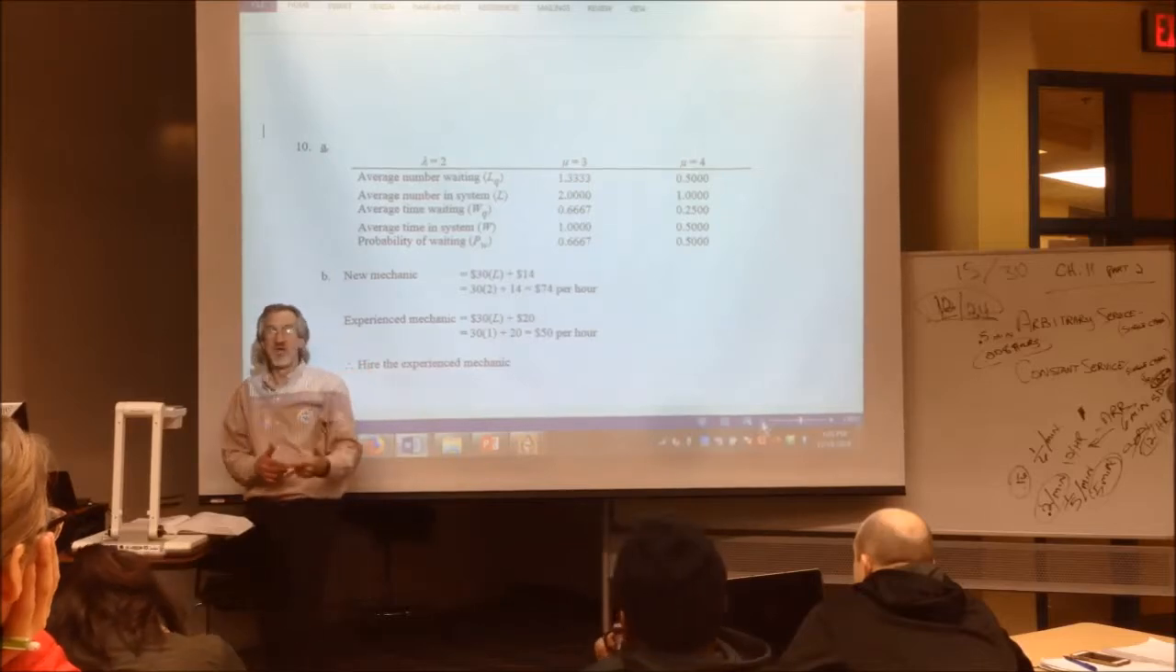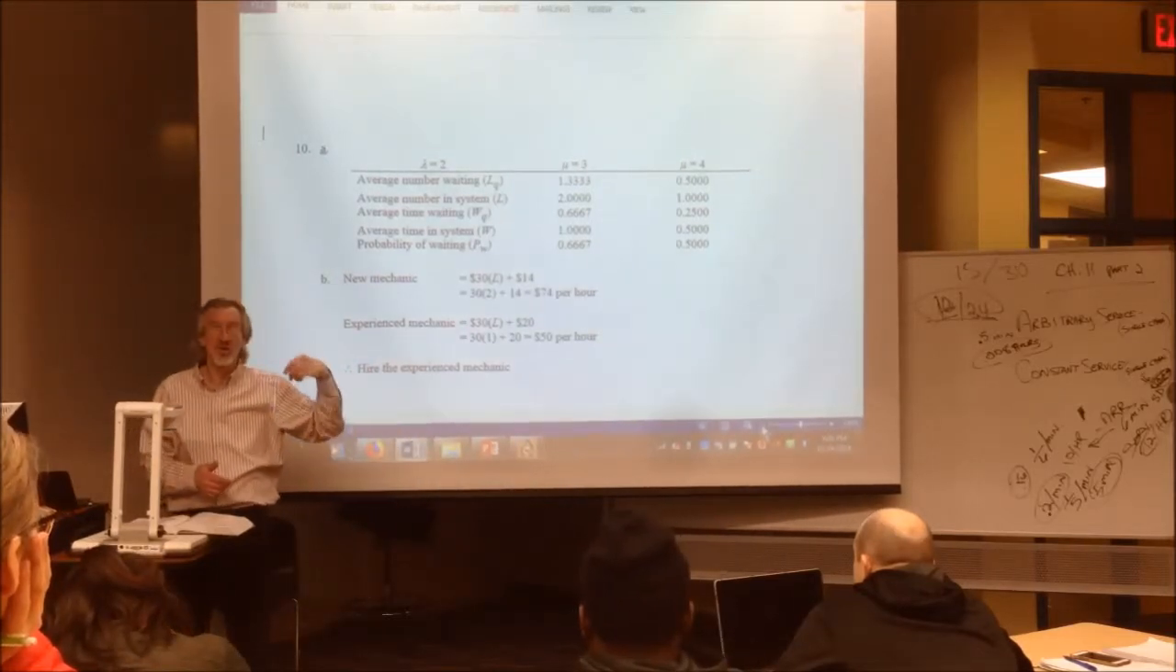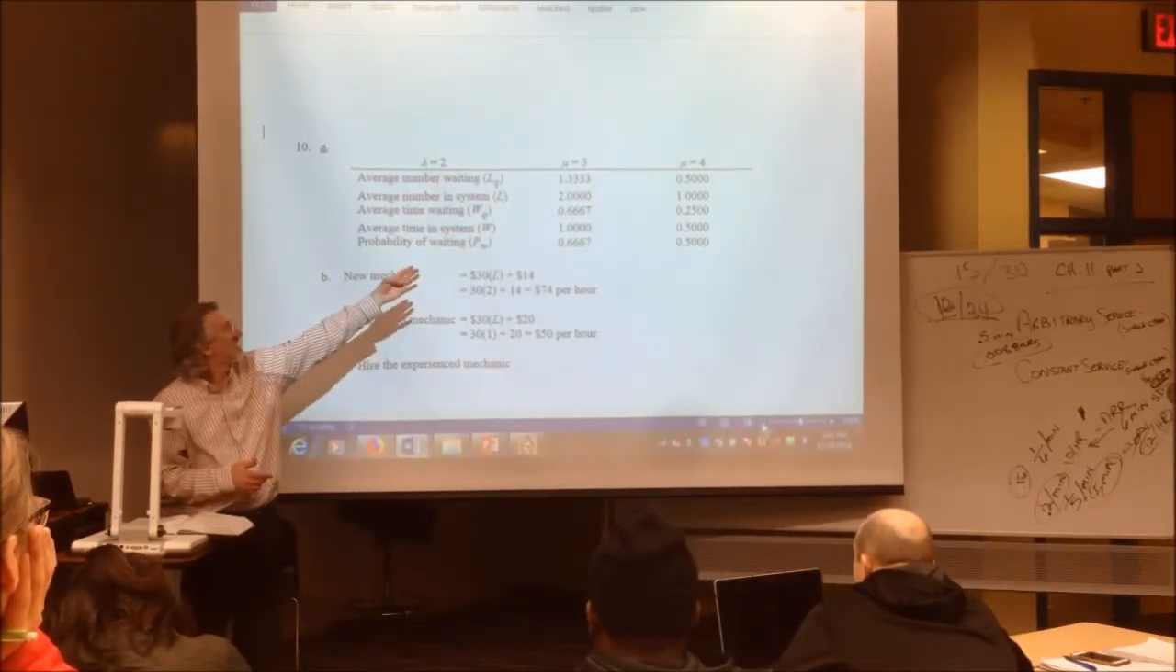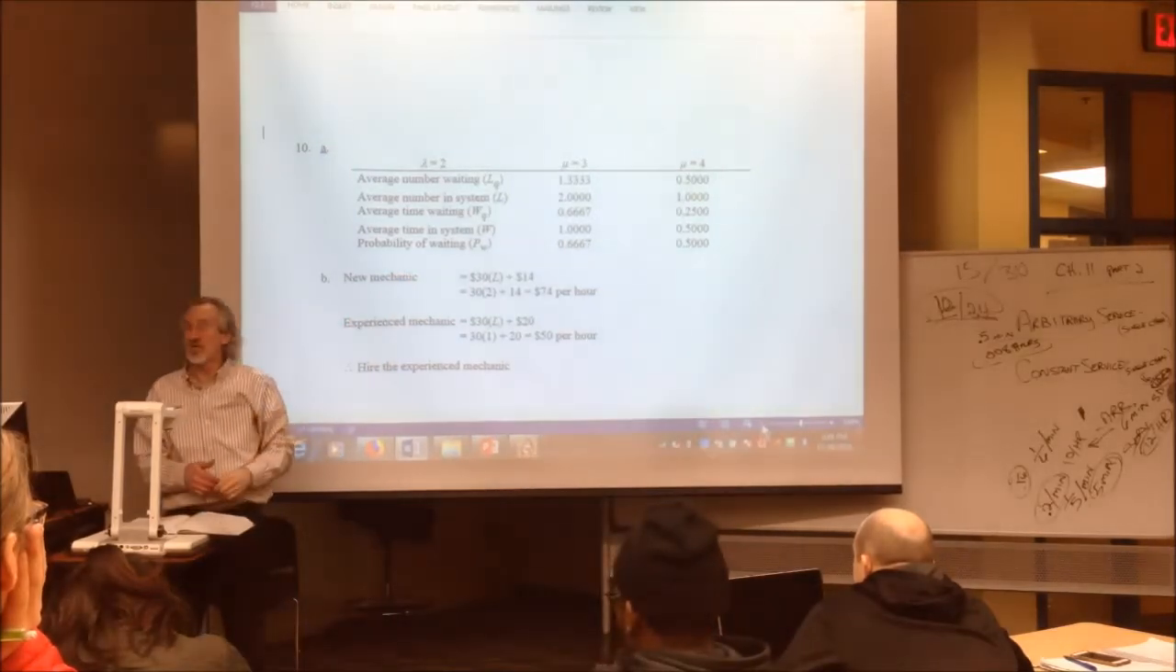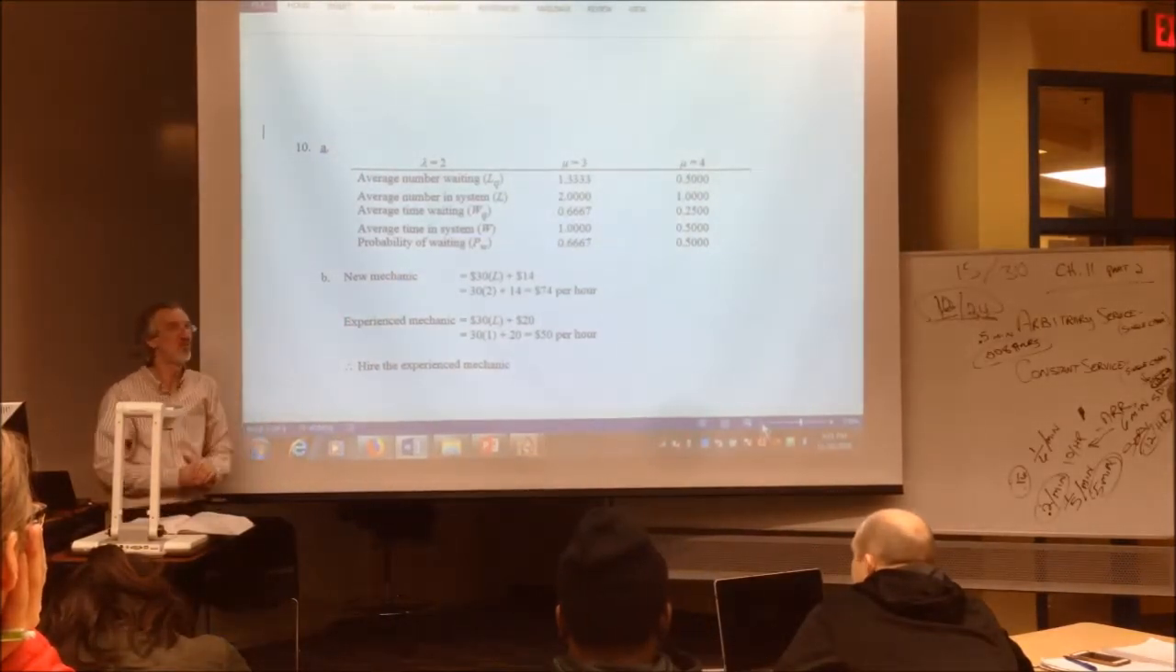Because this particular person is that much faster. We have them coming in at 2 per hour, and he can handle 4 per hour compared to the other one 3, which brings that waiting cost down, and we should be willing to pay the extra money for it.